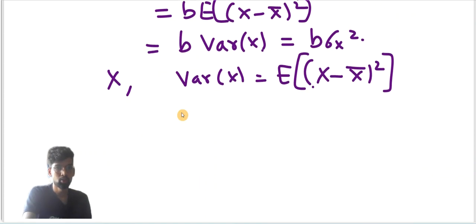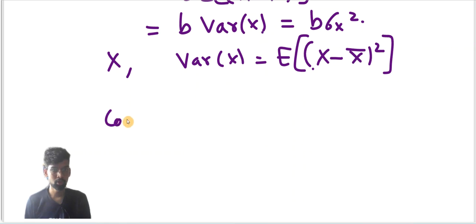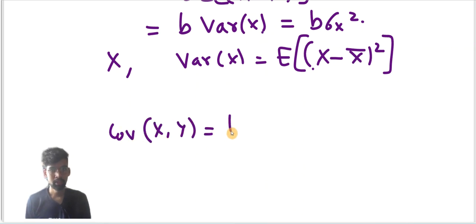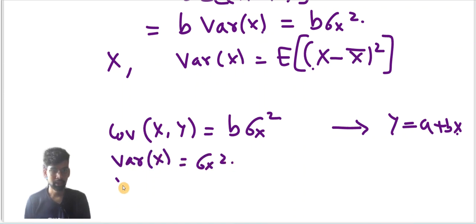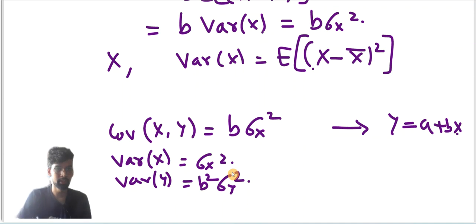Okay, so we have an expression for covariance: covariance of x comma y is given by b times sigma x square, when y is equal to a plus b x. And similarly, we have variance of x as sigma x square and variance of y as b square times sigma x square. We have calculated it above.